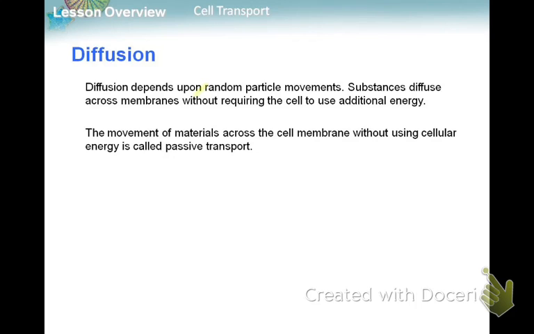Diffusion happens because of random particle movements. There's no energy required. Because of that, it's called passive transport. If something's passive, it's not requiring any energy.